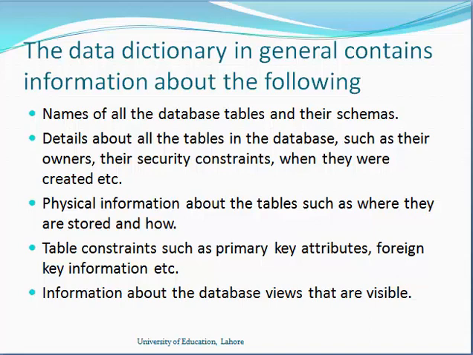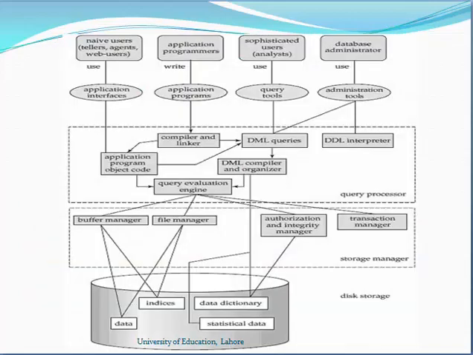In the next coming lectures, we will see what is an attribute, what is an entity, what are keys, foreign keys, primary keys, and others. Information about the database views that are visible. You can see it in this diagram, a complex diagram, but in the next coming lectures it will be helpful and easy to understand.